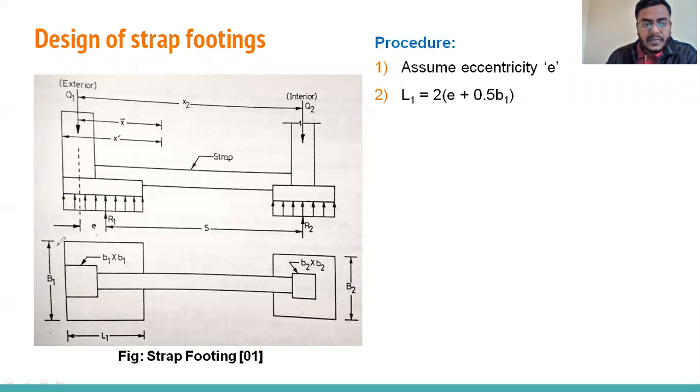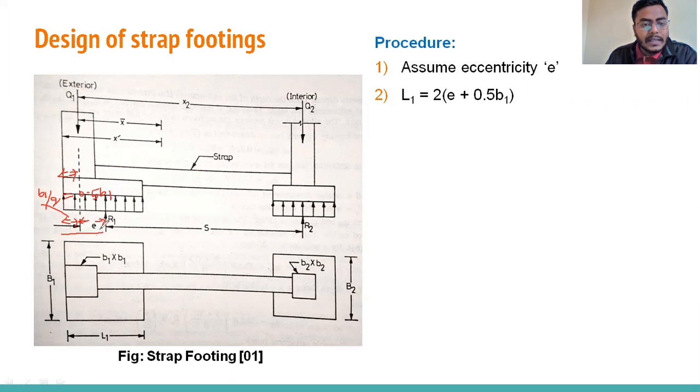See, what is E? E is the distance between here to here in this figure. And what is this distance? This distance is B1 by 2. You can see, center to exterior face of exterior column. So this is B by 2, or also we can write 0.5 B1, right?